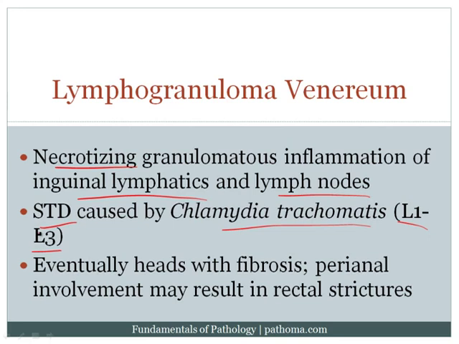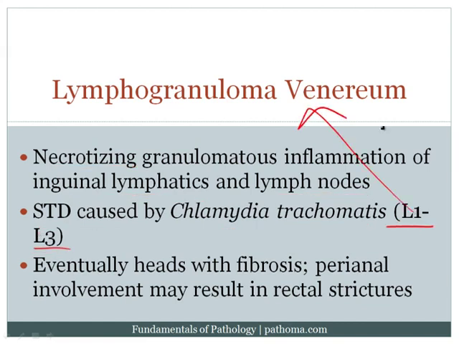Then remember that Chlamydia trachomatis is divided into several serotypes. So there's A through C, which causes trachoma. There's D through K, which causes urogenital infections and conjunctivitis, and then there's L1 through L3. And L1 to L3, as we're talking about here, cause lymphogranuloma venereum. Now, eventually what happens is that you get healing with fibrosis, but you can get rectal strictures, especially if there's perianal involvement.